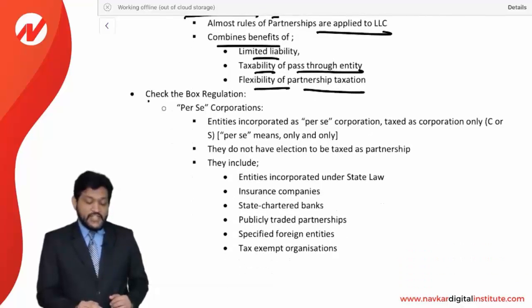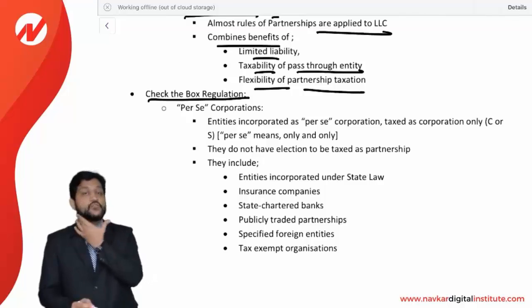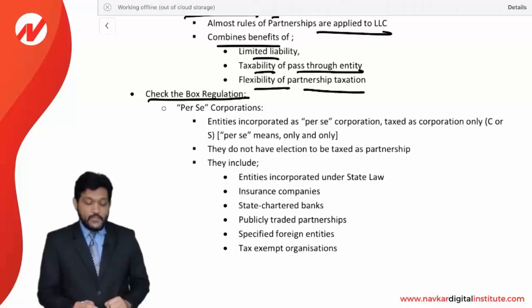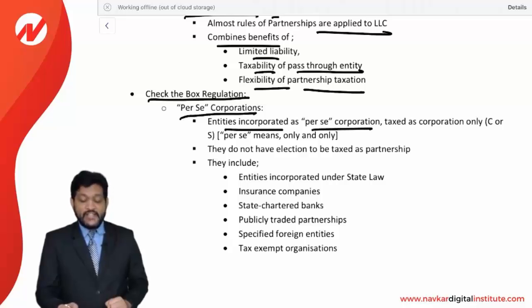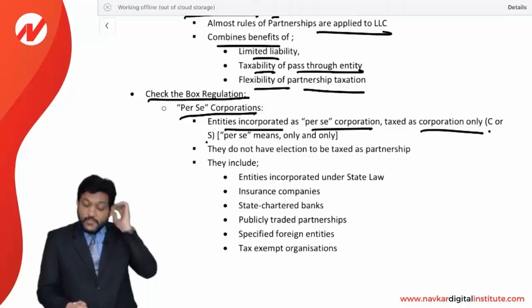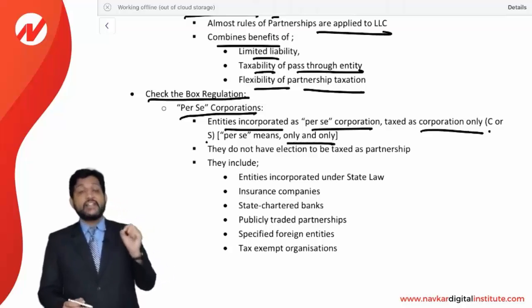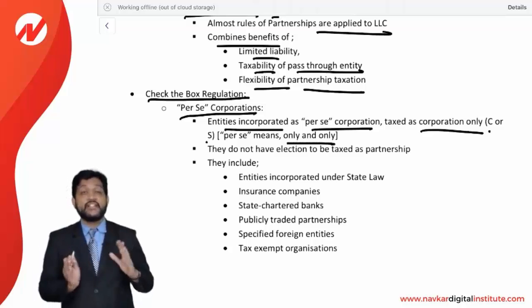Okay, now the check the box regulation. It covers different situations, what rules will be applicable and how you can be treated for taxability purposes. First of all, the per se corporation. What is a per se corporation? Entities incorporated as a per se corporation are taxed as a corporation only, either C corporation or S corporation. Per se means only and only. They are incorporated only as a corporation, so they cannot be taxed in any other format. They can be taxed as a corporation only.